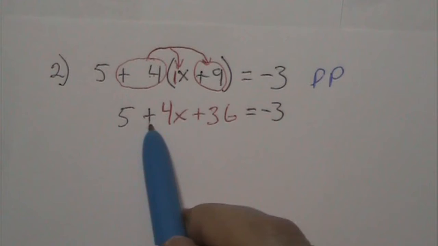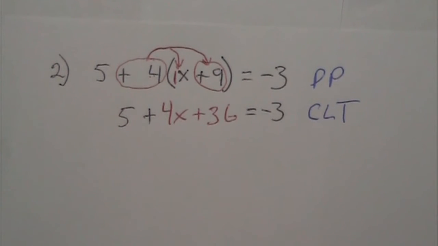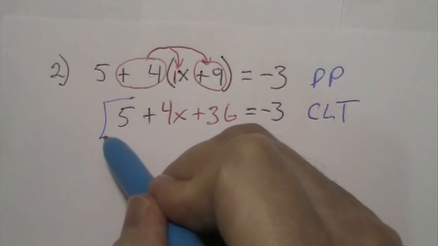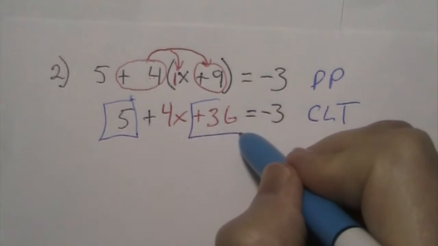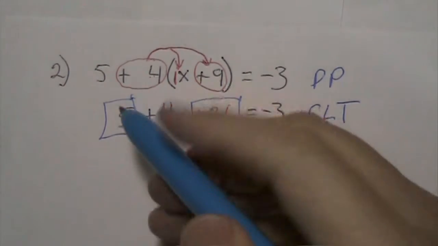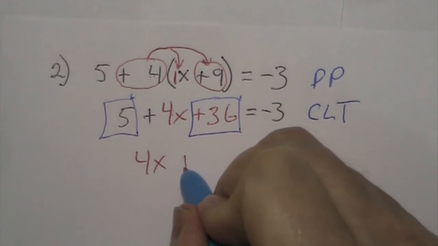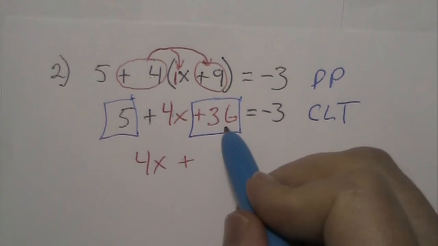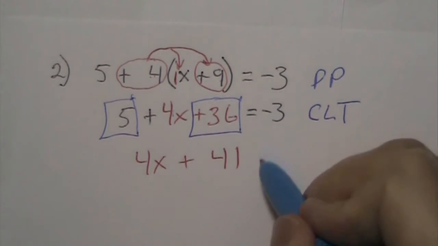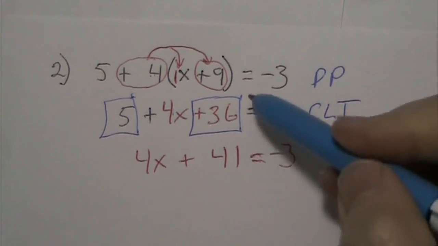Okay, the next step, let's see. Oh, I have some stuff I can put together. It's called combining like terms. So I have a 5 and a positive 36. I'm going to bring this 4x down now. So 5 and 36 makes 41. I'll bring the rest down. I'm trying to keep my equals lined up.